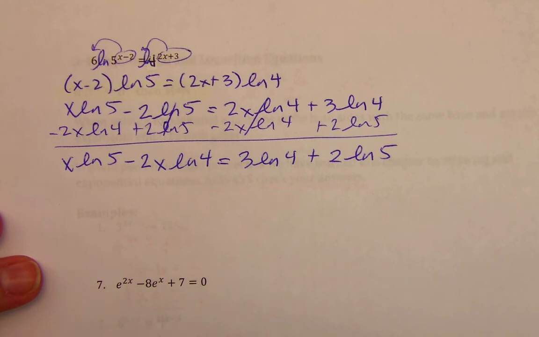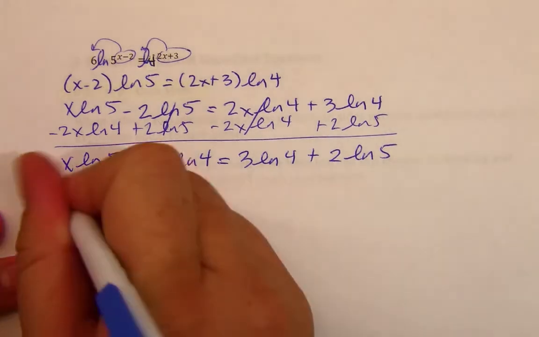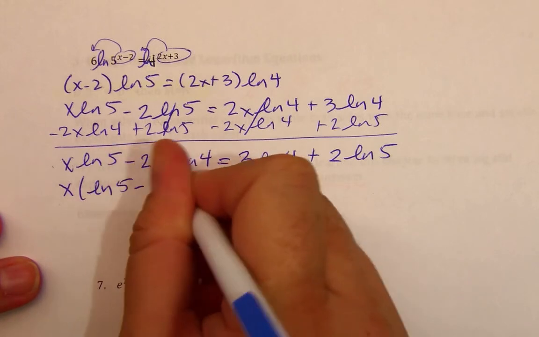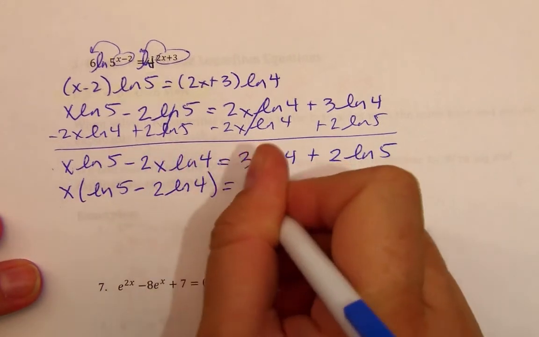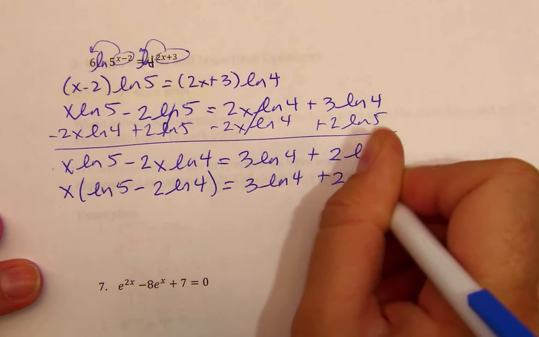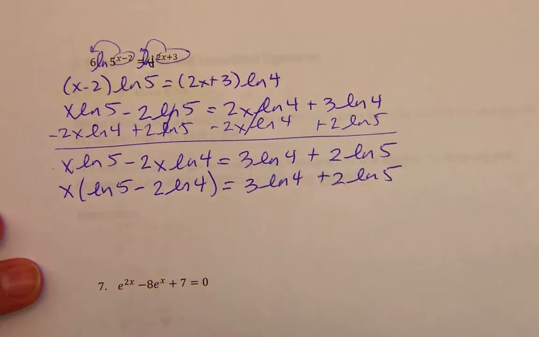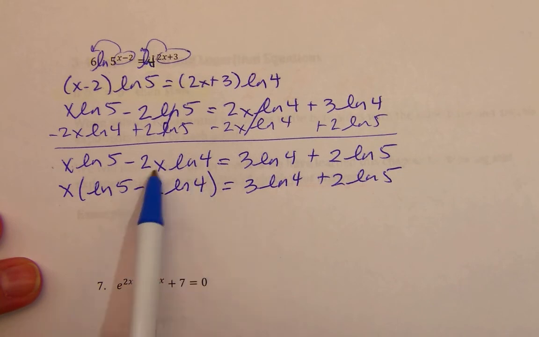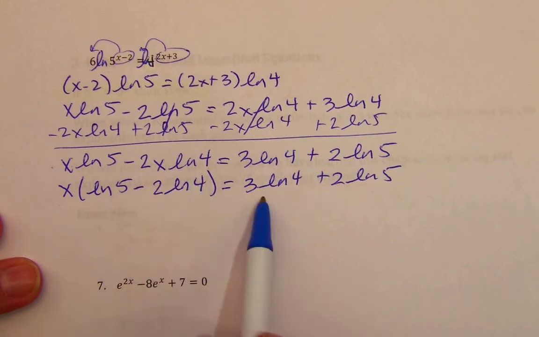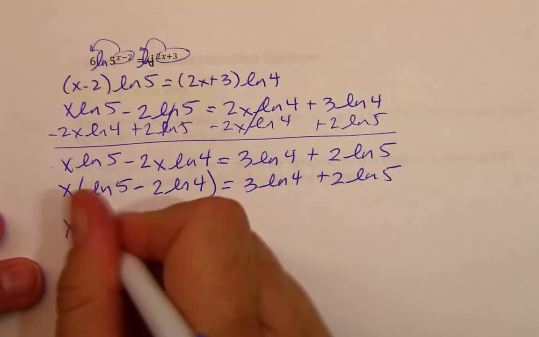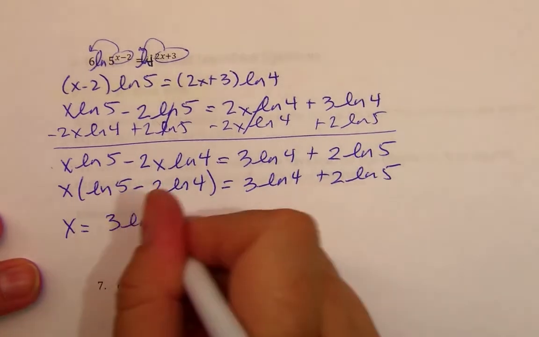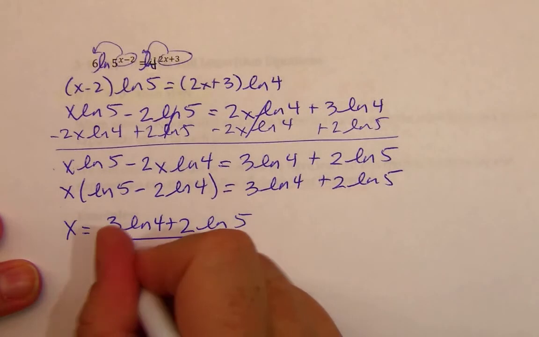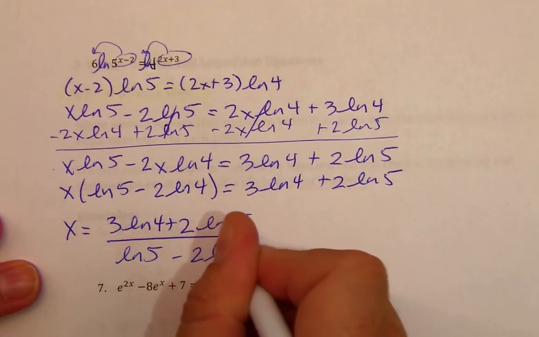And we still haven't solved for x yet, but I noticed that both of these terms have an x in common. So I'm going to pull out that common factor. And then this now has no variables in it or anything. It just represents a number value. So I can divide both sides by that, and I have x is equal to 3 natural log 4 plus 2 natural log 5 over ln 5 minus 2 ln 4.